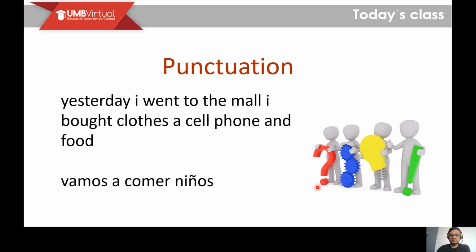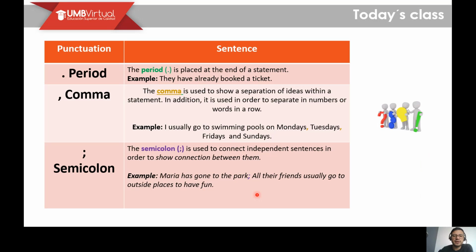Okay, guys. Punctuation is very useful when you are writing texts. For example, this is a text without punctuation. Yesterday I went to the mall I bought clothes and cell phone and food you don't have another idea. It means, like in Spanish, vamos a comer niños. What? So it is not a coherent sentence. We are going to see then how it looks.